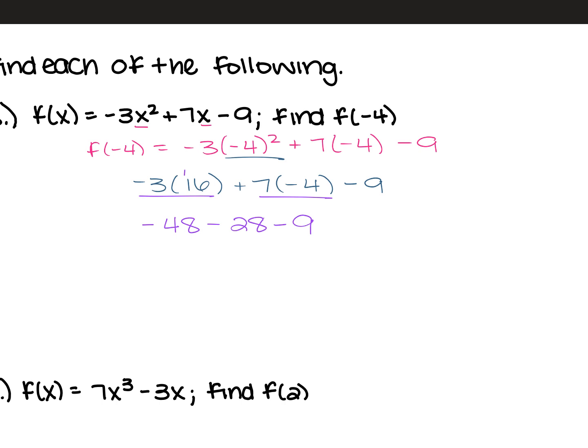I'm going to do this with the negative 48 minus 28 first. They are the same sign, so you're going to keep the sign and add the numbers. Your 8 and 8 is 16. You carry the 1. 3 and 4 is 7, so it's negative 76 minus 9. Again, same signs, keep the sign, add the numbers. That gives you a negative 85.